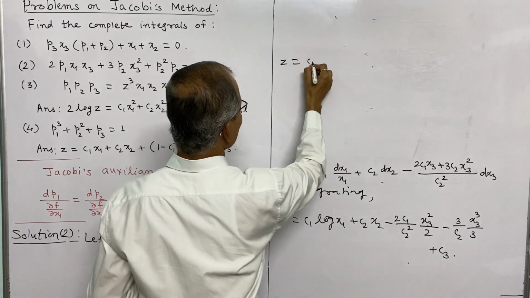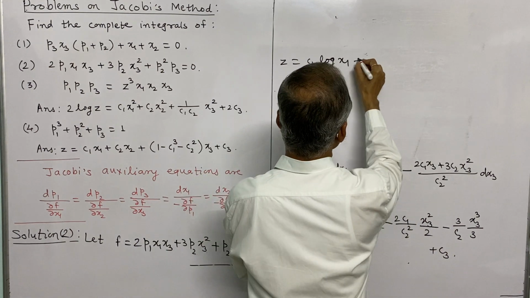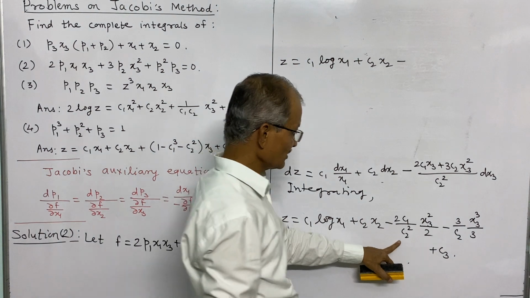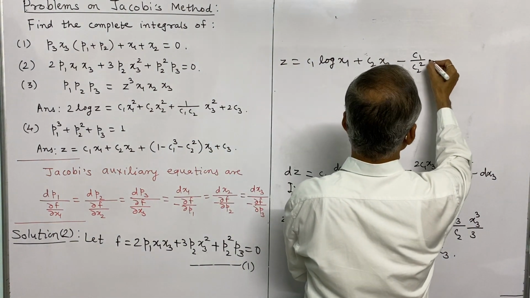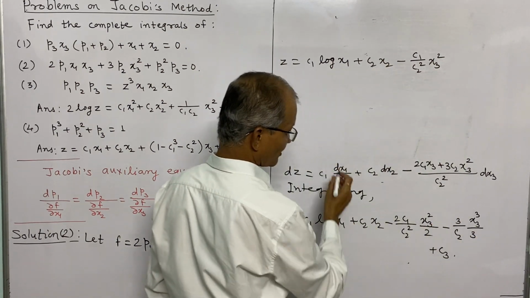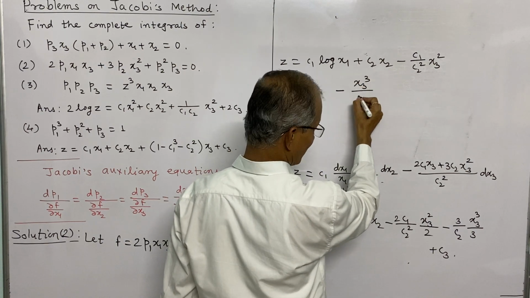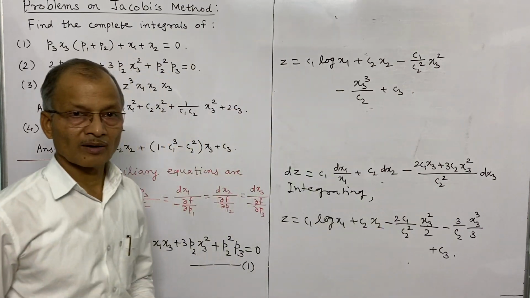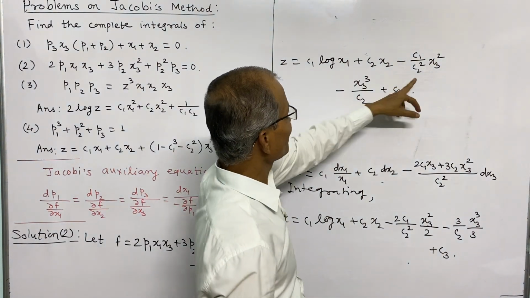So this will be our solution, or that can be simplified, and you see that z is equal to c1 log x1 plus c2 x2, and this 2 cancels, c1 by c2 square, then it is x3 square, and here also 3 cancels, minus x3 cube divided by c2, and last is c3. This is the complete integral, or if we don't want the fractions, then we have to multiply throughout by c2 square.